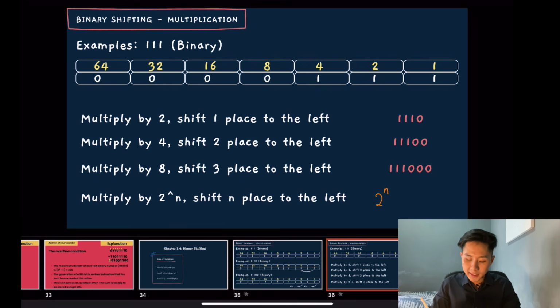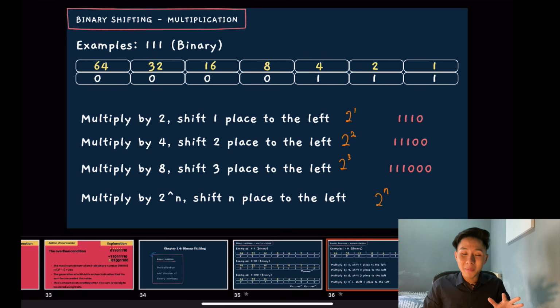If you can see here, when we move one place, we get the value 2, which is 2 to the power of 1. When we move 2 places, we get 2 to the power of 2, which is 4. When we move 3 places, we get 2 to the power of 3, which is 8. So this is how we multiply a binary value: we shift the binary value to the left. And to do division, we can do the exact same thing, but we just change the direction of the shifting.